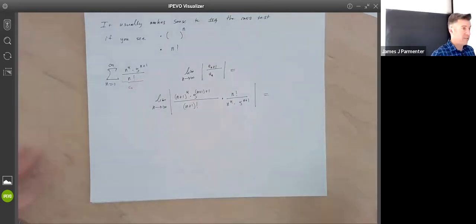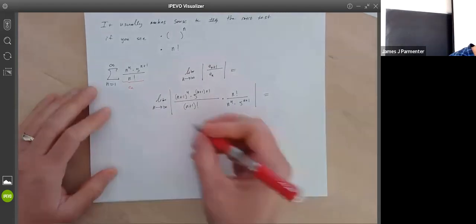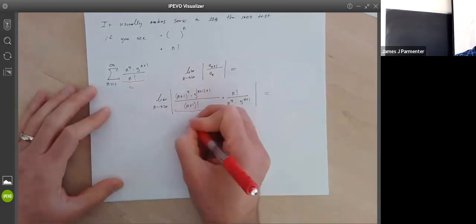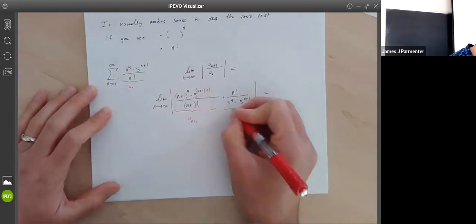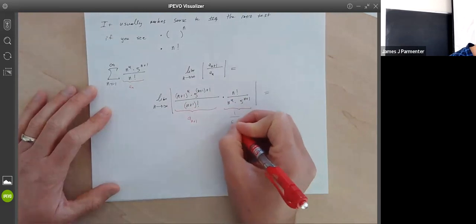Okay, just like before. Oh, question. On the limit part, when you flip it, why isn't there a plus 1 on the second n factorial? So this here is your a sub n plus 1, and this here is your 1 over a sub n.